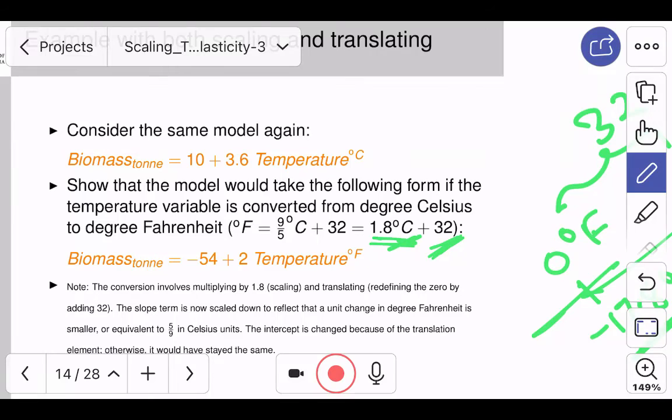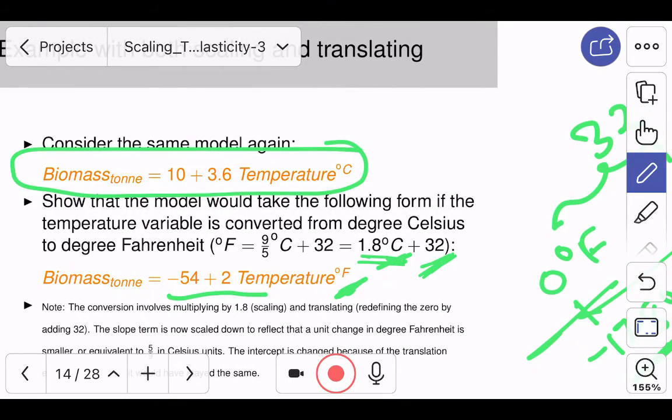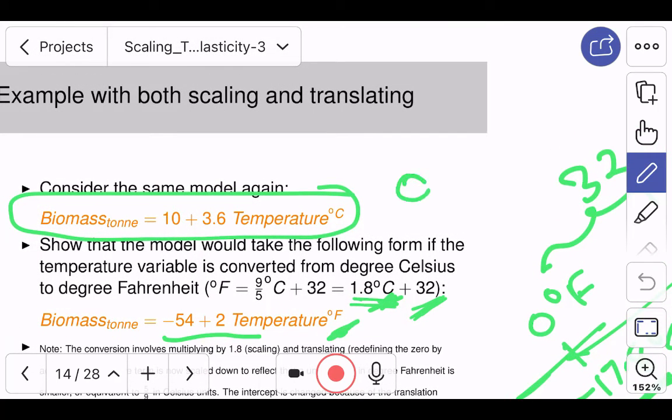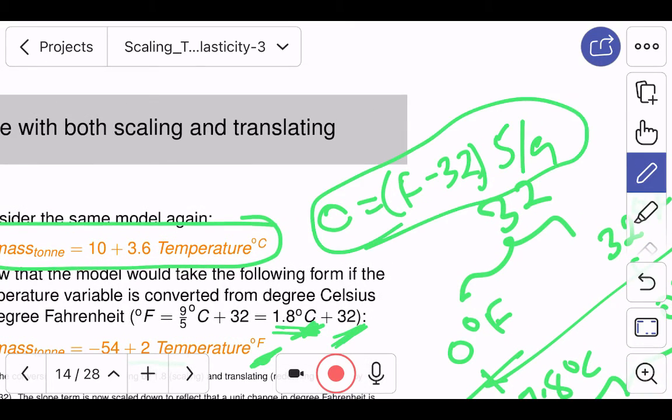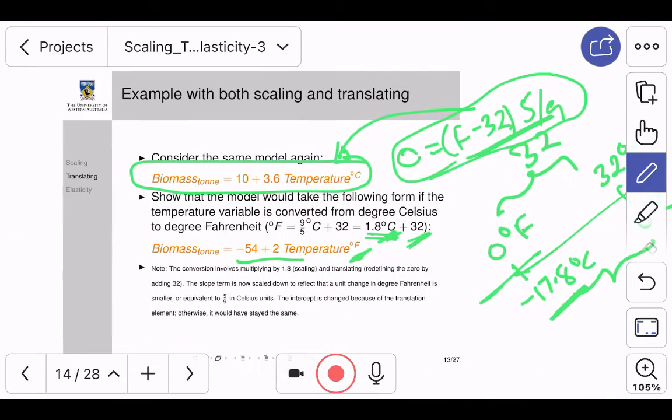And if I want a relationship that's equivalent to this in degree Fahrenheit, then it's going to be that one. How do I get that? Well, what you need to do is substitute for degree Celsius here in terms of how you would write it. So degree Celsius, okay, if you think of what it means in terms of Fahrenheit, is F minus 32 divided times 5/9. So if I put this in here, it's going to give me this.